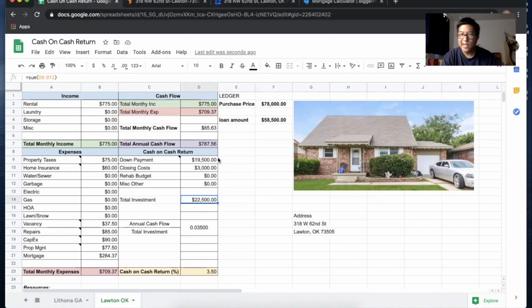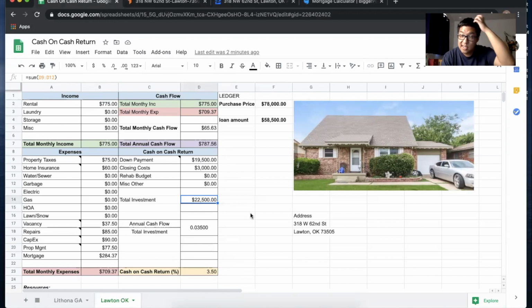So I'm looking at this, and this cash flow and this cash on cash return is telling me that this property is probably not a good fit for me, right? It might be a good fit for somebody else, but for me, in my situation, this is the amount of money that I'm investing and the amount of return that I'm getting isn't doing me so well.